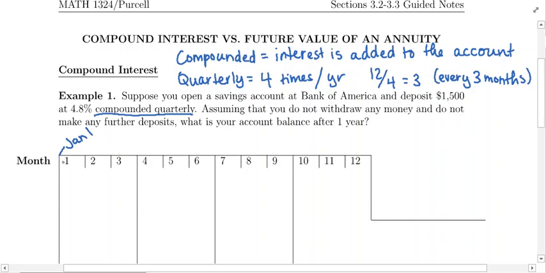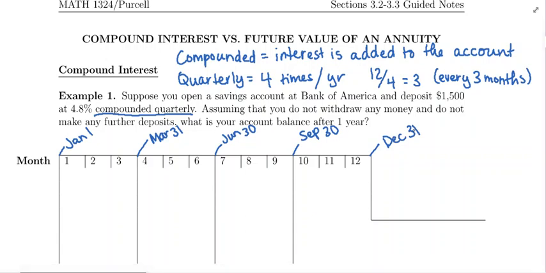Then January, February, March passes. So let's say at the end of March, that'll be the first time that the interest is added to the account. This will be March 31st. Then you've got April, May, June, which brings you to the end of June. We'll say this is June 30th. Then July, August, September, end of September, September 30th. And then October, November, December brings you to the end of the year, December 31st. That's how we're going to look at this example.